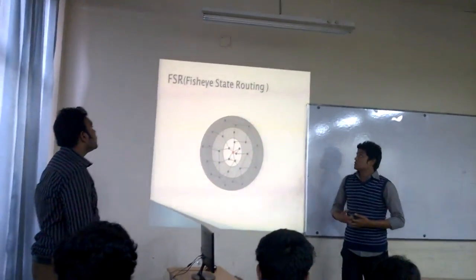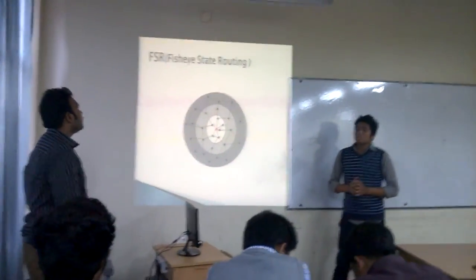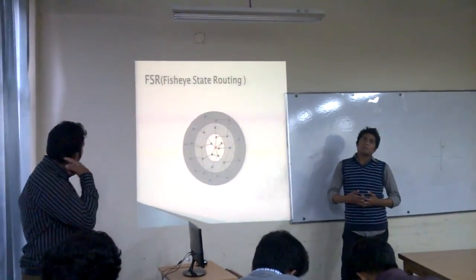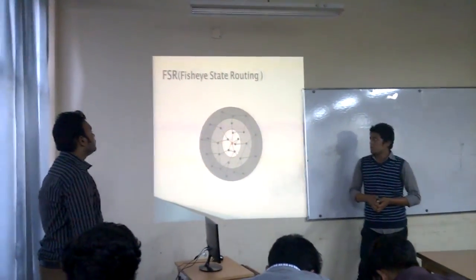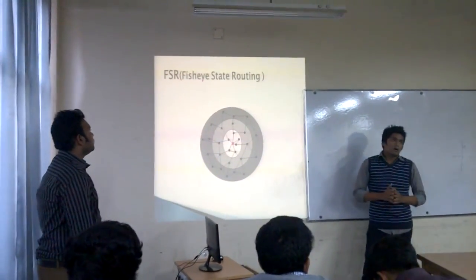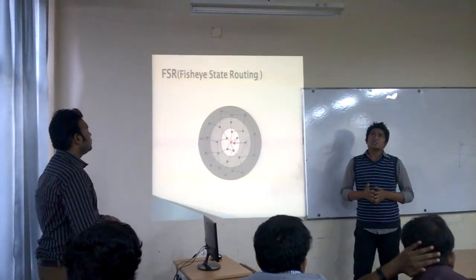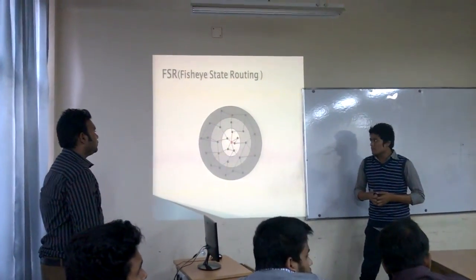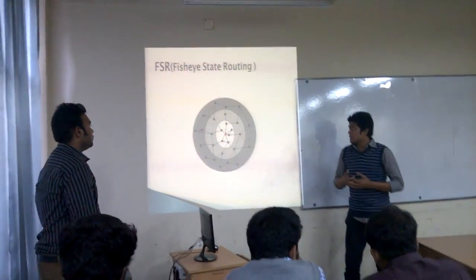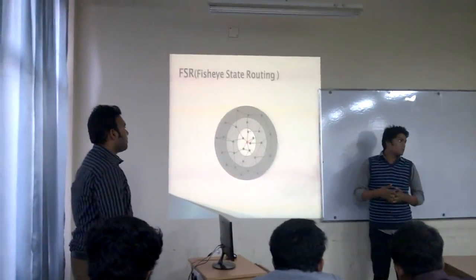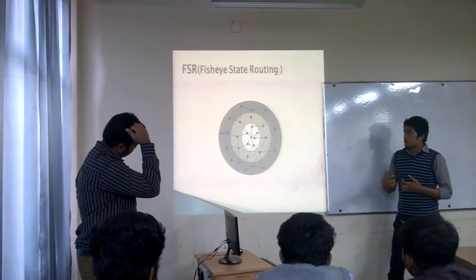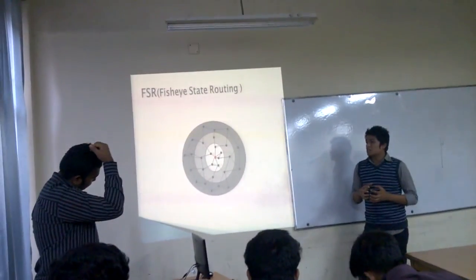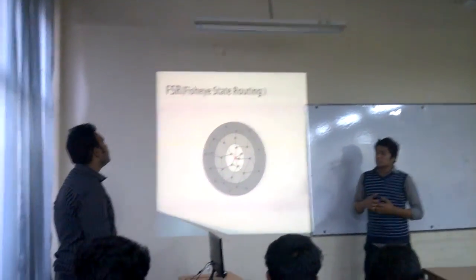Then FSR. Fisheye state routing protocol is also a proactive unicast routing protocol. It is based on the link state routing algorithm. It effectively reduces the overhead to maintain network protocol information. It utilizes a function like a fish eye. The eyes of a fish catch those pixels which are near the focal point with high detail.